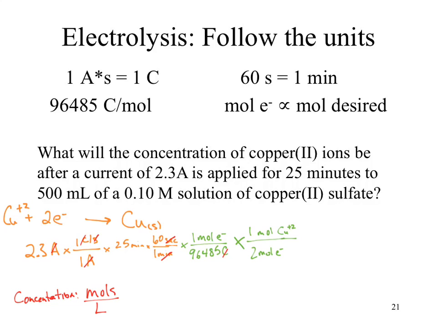So what we need to do is figure out how much copper ion was in the solution to begin with, and we can then subtract this number away from it because that copper ion had to be removed. How do we figure out how much copper ion was present to begin with? Go back to our copper sulfate. So this is moles copper ion removed.